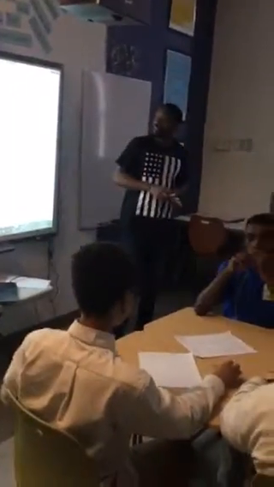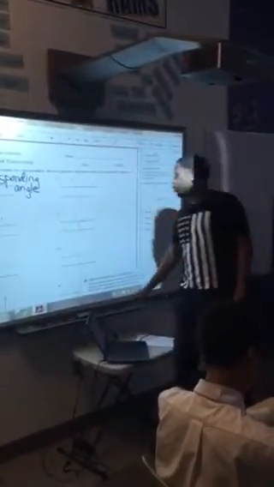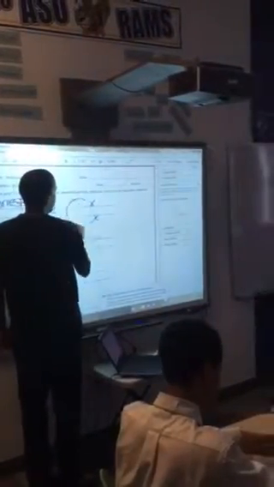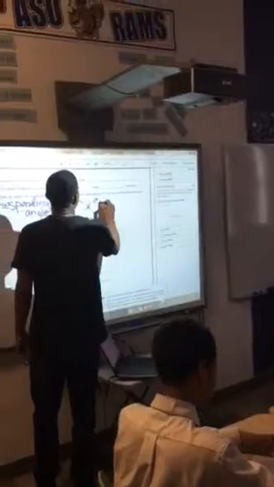Isaiah? Alternate exterior. That is correct. Alternate exterior. So, Ms. Winfield, remember, alternate because, why is it alternate, Isaiah? Because different sides. Opposite sides of the transversal line. And exterior because it's on the outside of the 2 parallel lines. Okay?